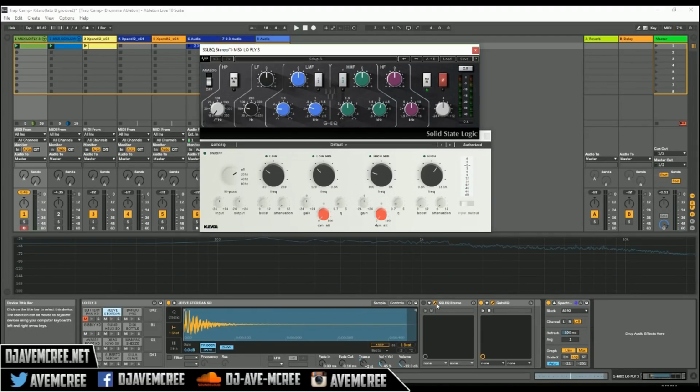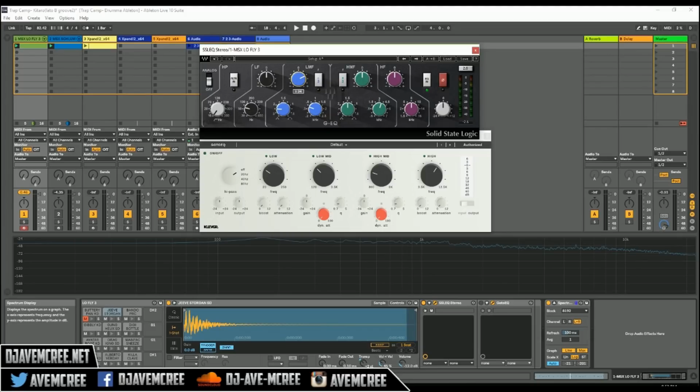So we have the SSL EQ and it is on the snare as well. So what I'm going to do is mess with both of them back and forth. I'm going to go ahead and engage the SSL, and we're going to mess with the low mid frequency. So we're going to go ahead and gain it right here. The gain knob is right here.